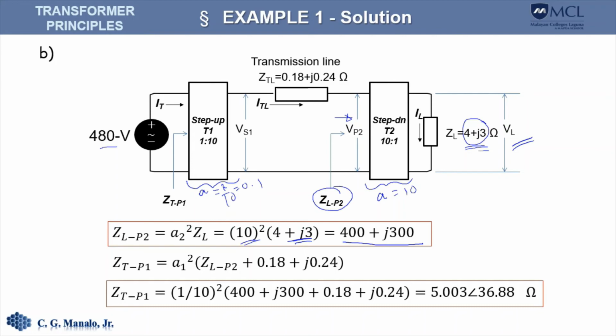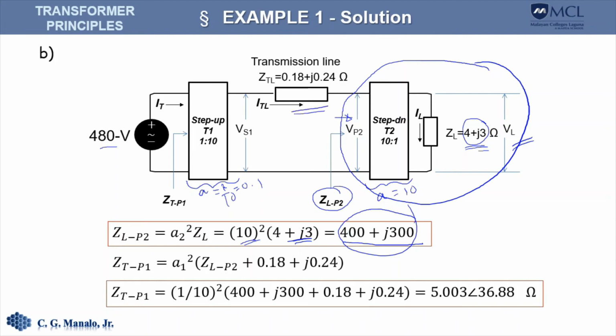So that means that this whole thing can now be replaced by this one, and that would be in series with this. So therefore we can add this impedance to this, and that should give us this. And we also reflect that impedance on the other side of transformer 1, on the primary side.